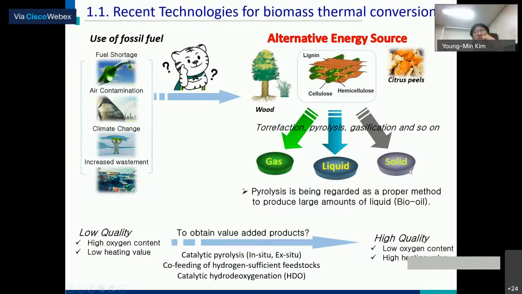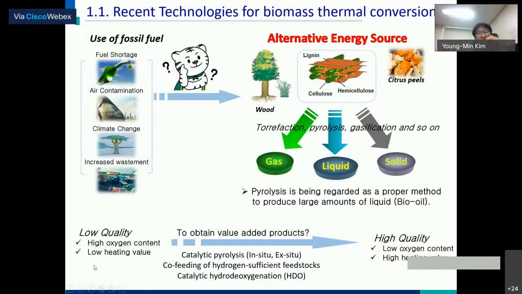Also, we can get biochar by the pyrolysis of biomass. And now many researchers use this biochar as an adsorbent for contaminants in wastewater, even contaminants in air atmospheres. This is citrus peel, one of the typical examples. My doctoral thesis is related with the catalytic conversion of these citrus peels.